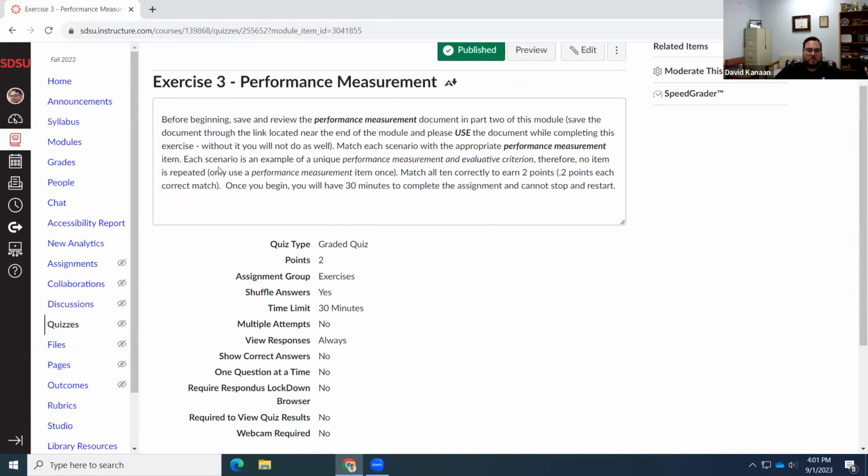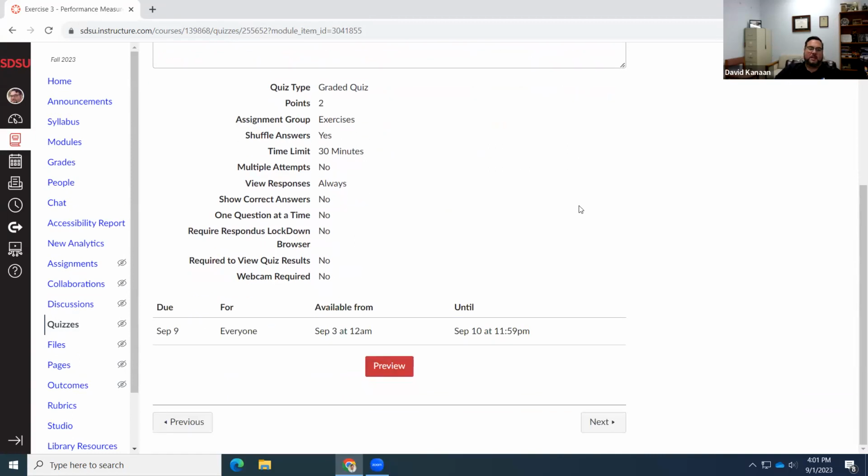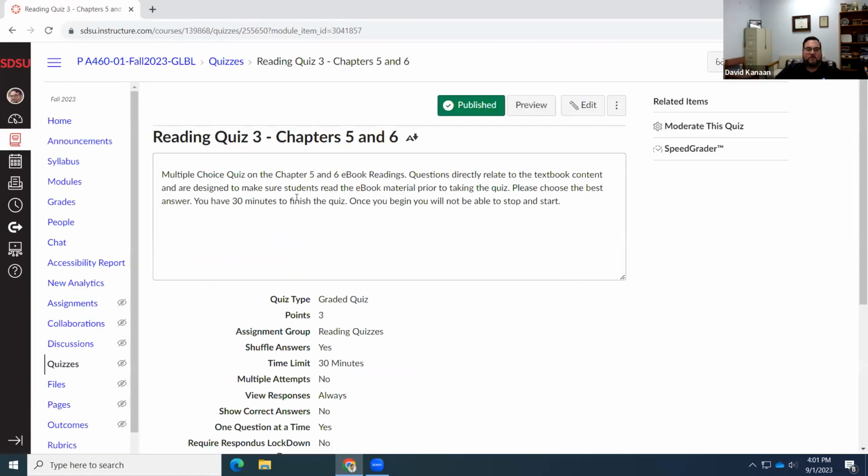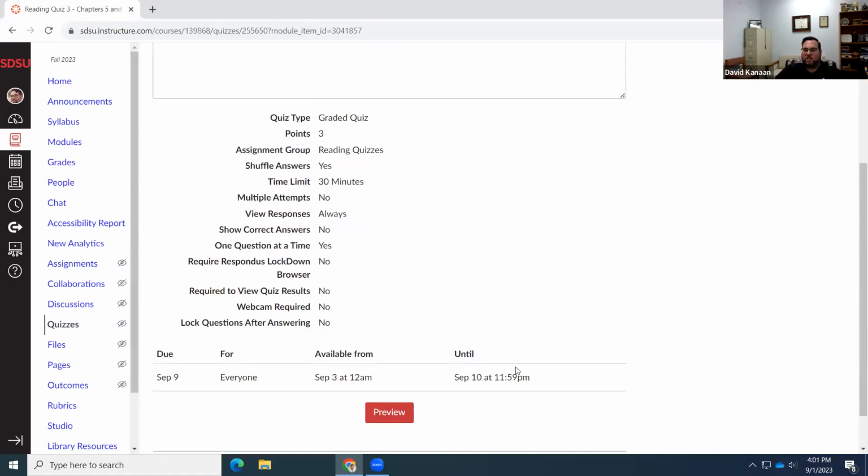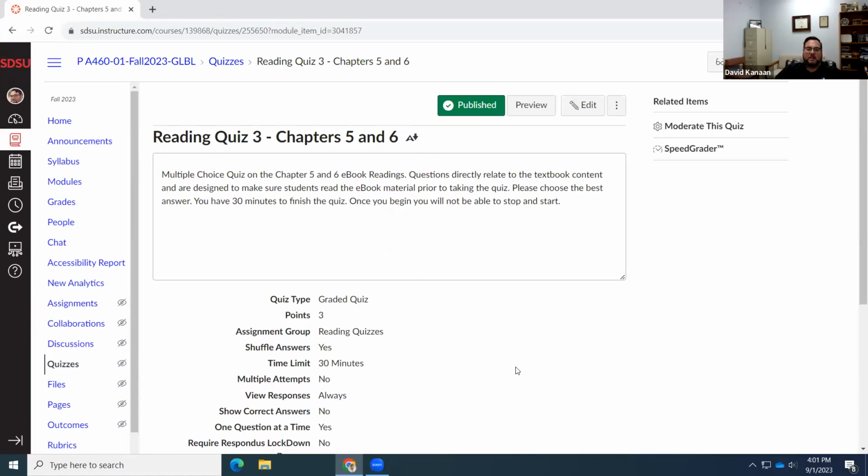Here's your performance measurement exercise. Again, have that performance measurement document. Review it first so that you can finish in time and have an understanding of where to look on the form itself. And then you'll have a scenario, and then what is the term best associated with that. And then finally, you have your chapter 5 and 6 reading quiz based on the information. I gave you a few hints there.